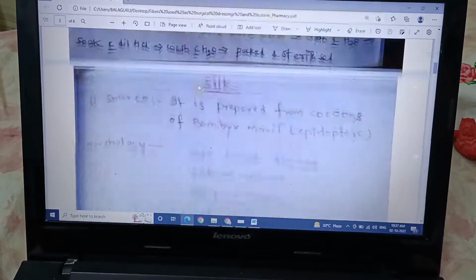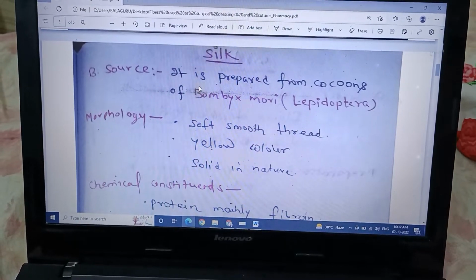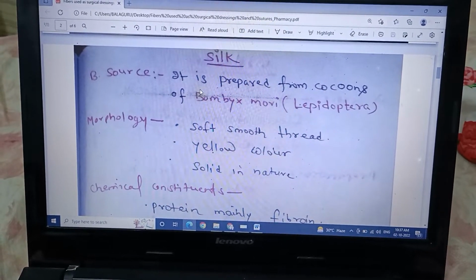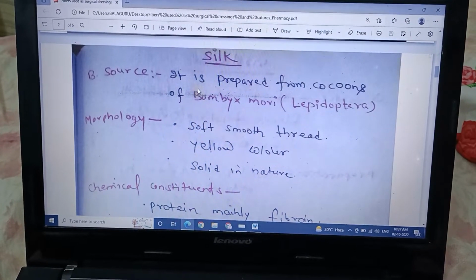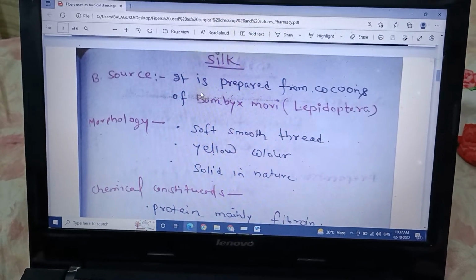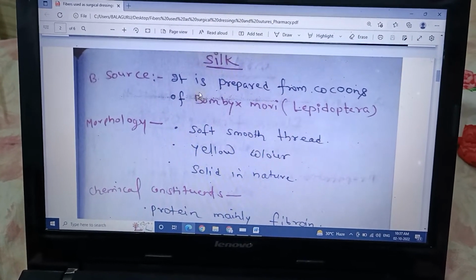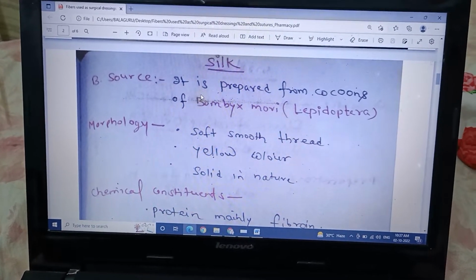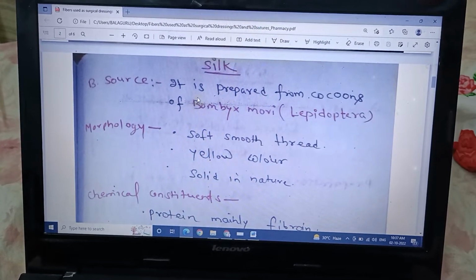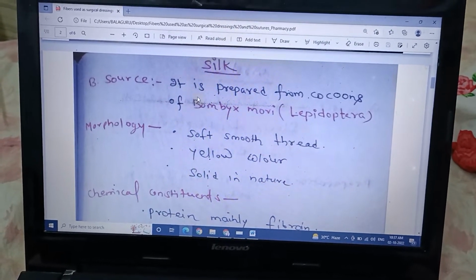Okay, and coming to silk. These are the fibers used for surgical dressing and for making sutures. For surgical dressing, obviously we use sutures, and the source of that suture comes from these kinds of fibers.